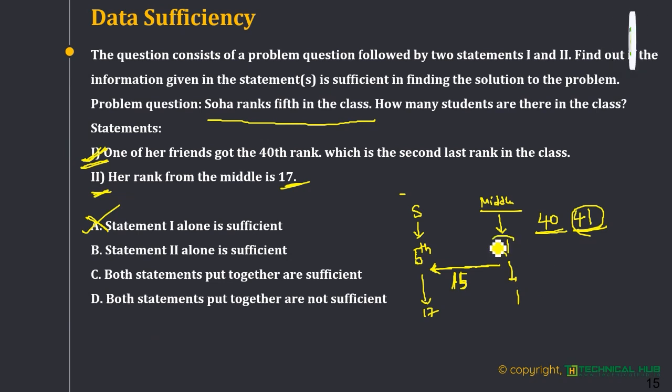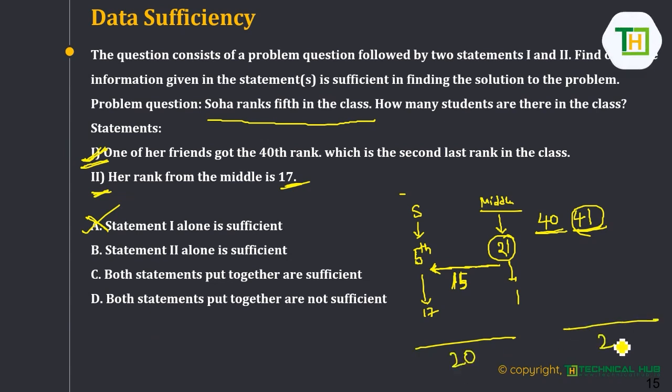If the middle one is 21, obviously I know that before that there are 20 persons and after that 20 persons, and the middle one will be 21. So total how many students are there? 20 plus 1 plus 20. So even in this also I can get the total number of students as 41 here.